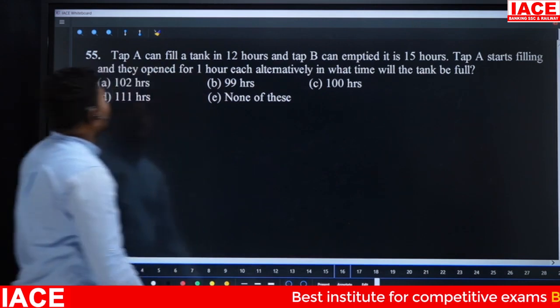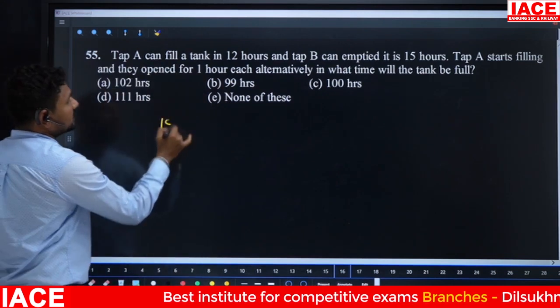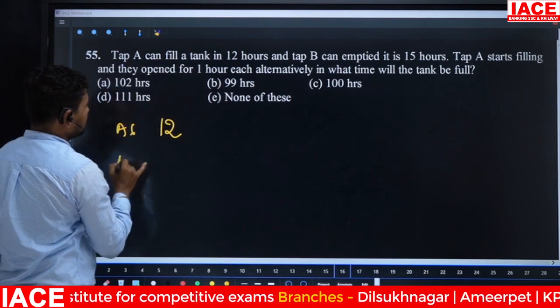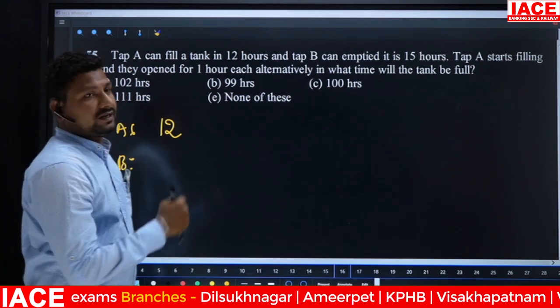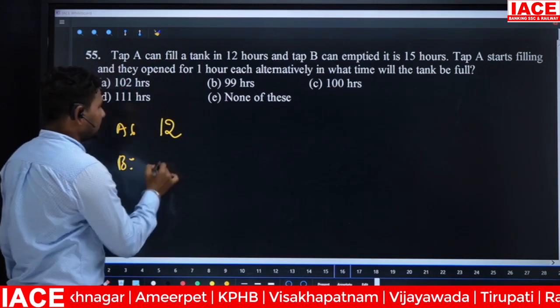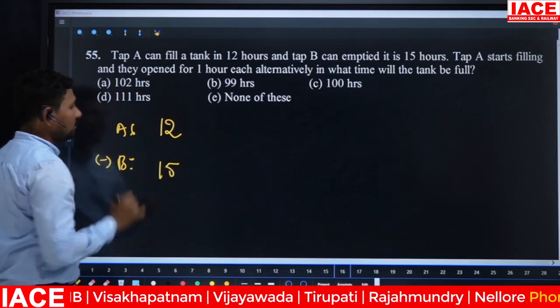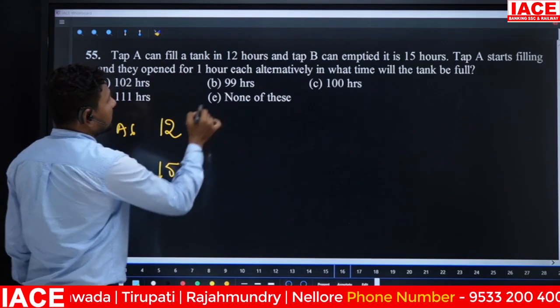And next, pipe A can fill a tank in 12 hours. B can empty a tank in 15 hours. We should remember it: empty will always be taken as minus. And take the LCM of 12 and 15, the LCM value is 60.